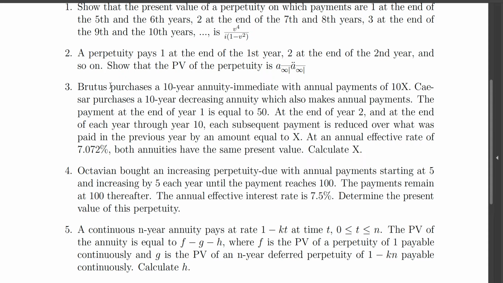So for the third question, we have two separate payment streams. Brutus is receiving 10x for 10 years. Caesar is receiving $50 for the first year, and then each subsequent payment is going to decrease by x. And then at this interest rate, both the present values are equal. So we need to find x. This is a relatively simple problem. All we have to do is just equate the present value of both these payment streams.